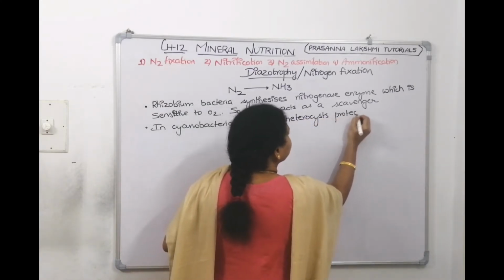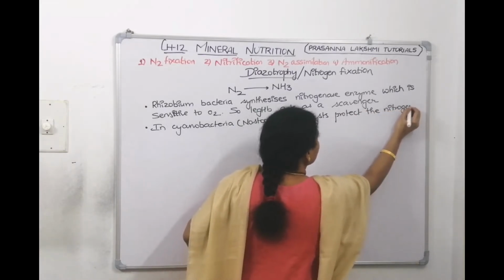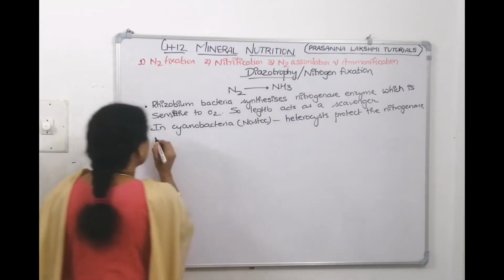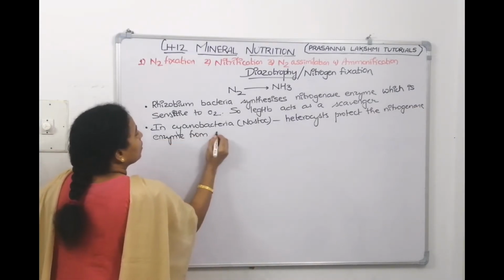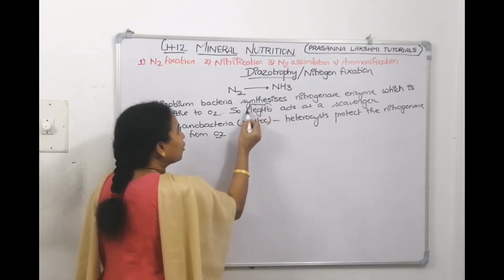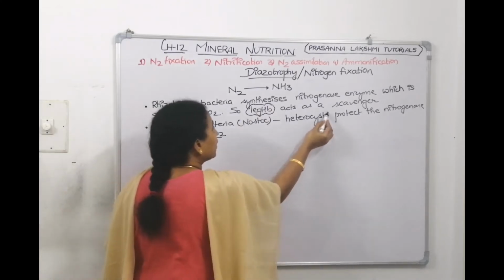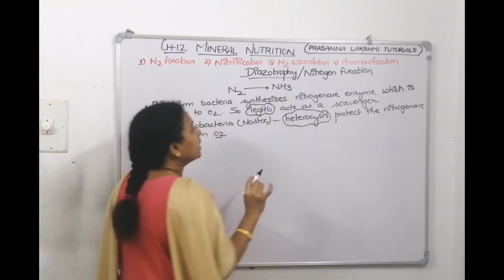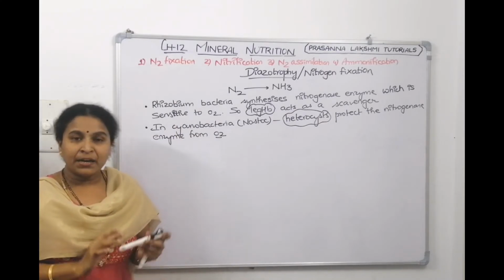In cyanobacteria like Nostoc, heterocysts protect the nitrogenase enzyme from oxygen. So in Rhizobium, leg hemoglobin will take care of oxygen, whereas in cyanobacteria, heterocysts will take care of oxygen, so that they ensure that anaerobic conditions are maintained and the enzyme can simply do its function.